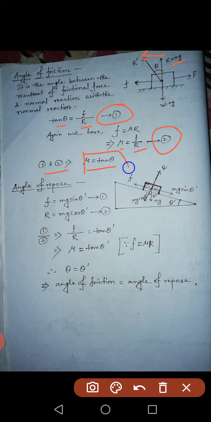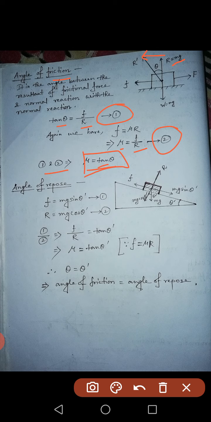So this equation says that mu, the coefficient of friction, is equal to the tangent of the angle of friction. There may be a question that shows that the tangent of the angle of friction, tan theta, is equal to the coefficient of friction, that is mu. Okay, so in this way we can prove it.